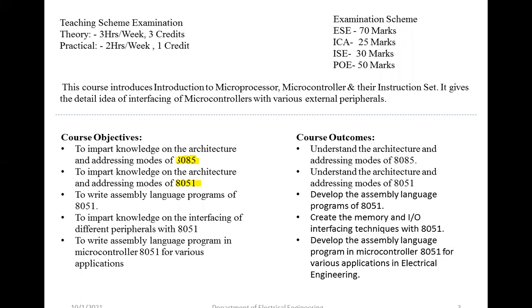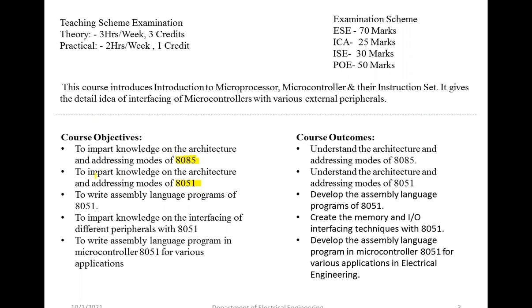The price of the mobile and the computer depends mostly on the processor. The processor price is higher. So we are discussing the processor briefly in the first topic. Our objective here is that you have to understand the types of processors.